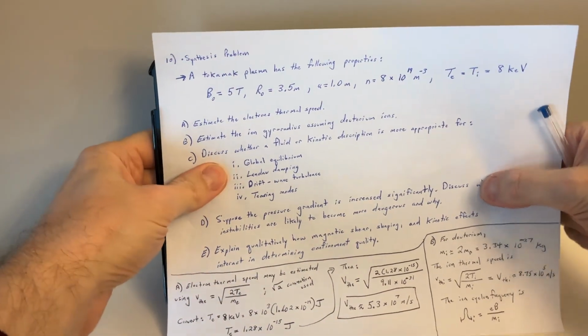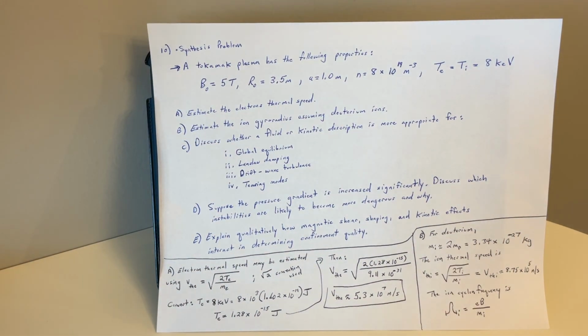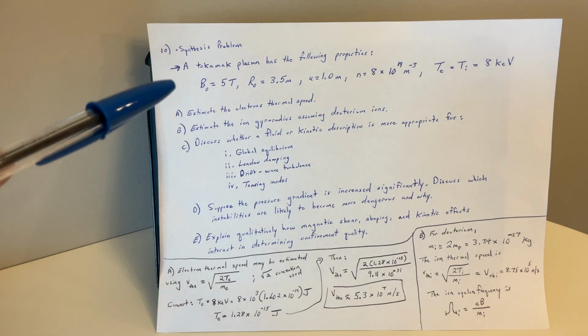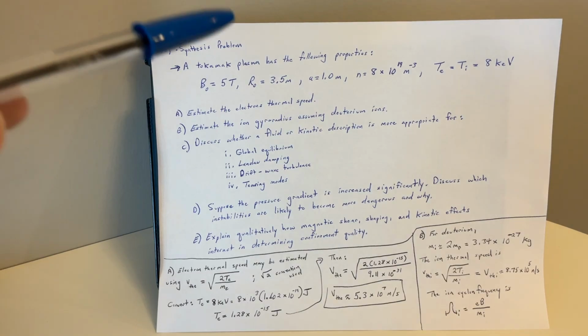Okay, so number 10, let's see. A lot of 10 is canonical, especially C, D, and E. C, D, and E are canonical. So, synthesis problem.